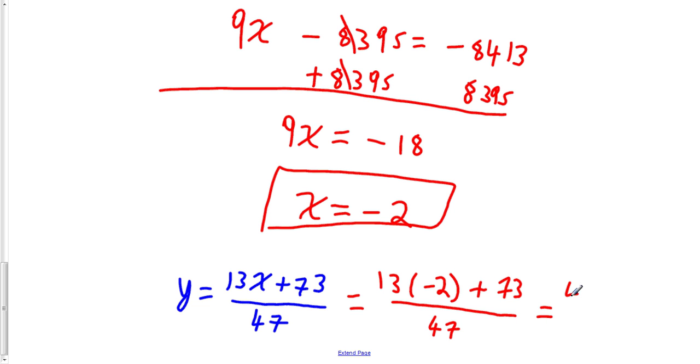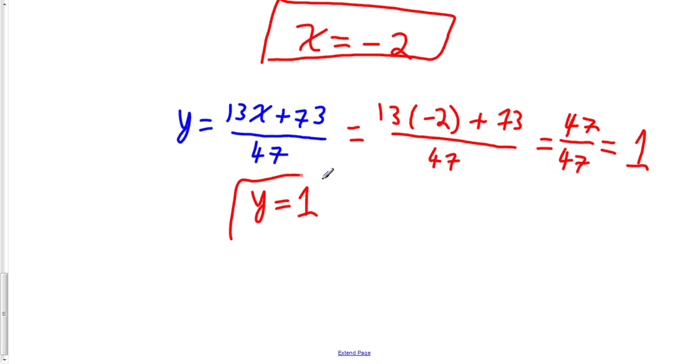I mean, not 41, 47, sorry. 47 divided by 47. And 47 divided by 47 is 1. So y is equal to 1.